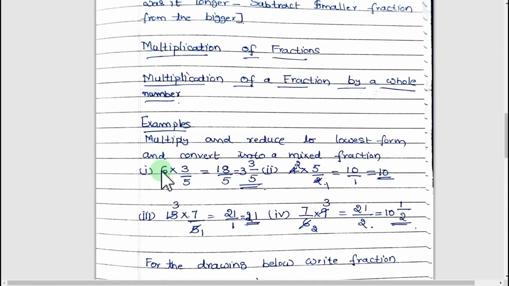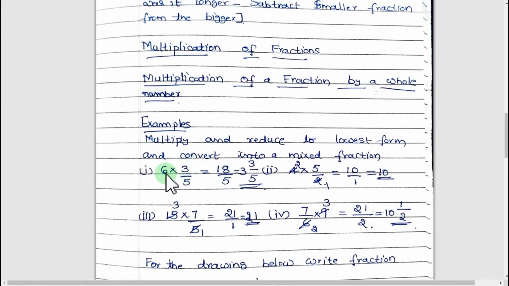Consider 6 as the numerator. Multiply this to the numerator, 18. 6 3s are 18 by 5. Here, as in addition and subtraction, you don't have to equate the denominators. Directly multiply numerator into numerator. If a denominator is there, multiply the denominator into the denominator of the next fraction. Here, since the denominator is not there, multiply numerator into numerator. 6 3s are 18, 18 by 5.